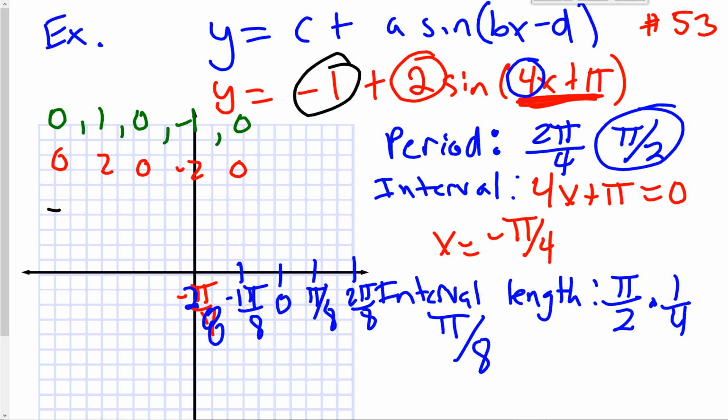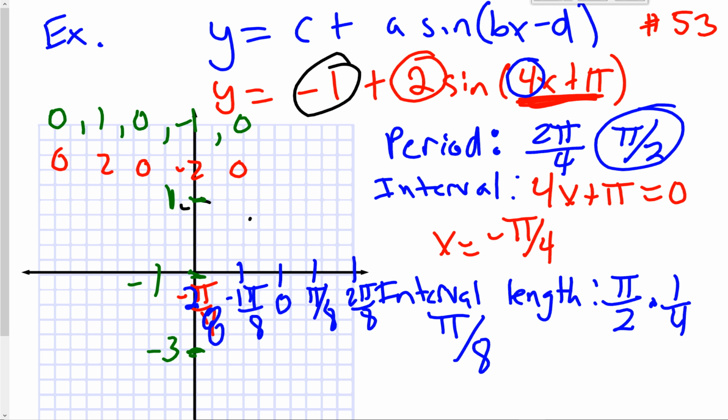Okay, so we had -1, 1, -1, -3, and -1. So my lowest number is -3, so that means my lowest point is going to be -3. My middle point is -1, and my highest point is 1. And so that's what my y-axis is.